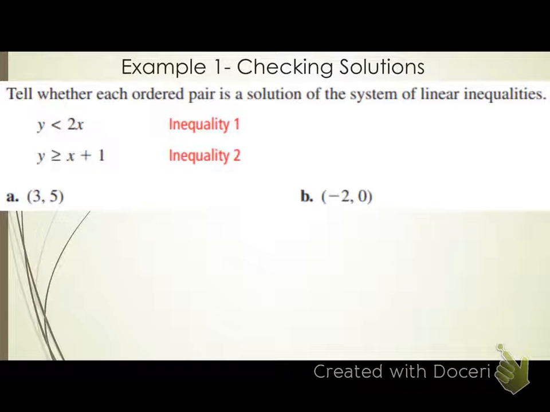Example 1, checking solutions. It says tell whether each ordered pair is a solution of the system of linear inequalities. So my system is y is less than 2x, y is greater than or equal to x plus 1. For letter A, it gives me the ordered pair 3, 5. What's my x value in that ordered pair? 3.